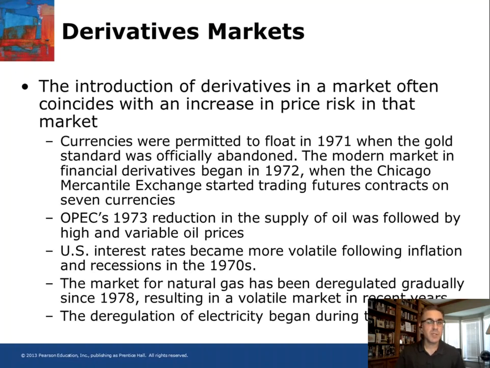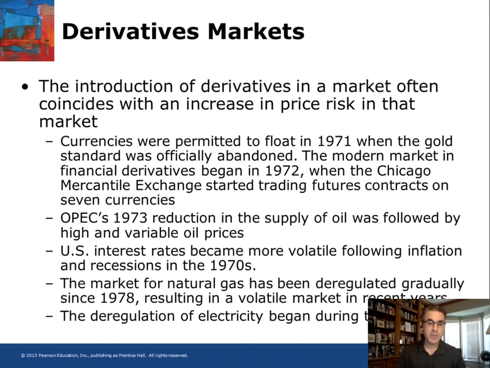Once currencies were permitted to fluctuate, the US company no longer had this certainty. A pound might be worth $2.50, it might be worth $1.50, depending on economic conditions in each country. So companies now had an interest in locking in exchange rates, and they accomplished this by trading in new currency futures contracts offered by the Chicago Mercantile Exchange. We'll talk much more about futures contracts later in the course.